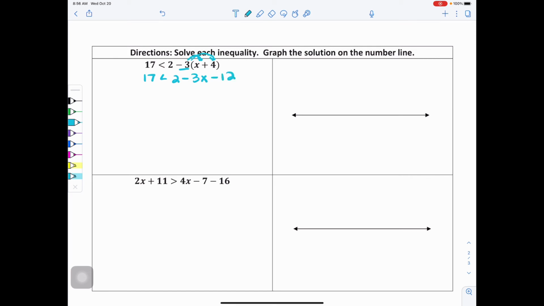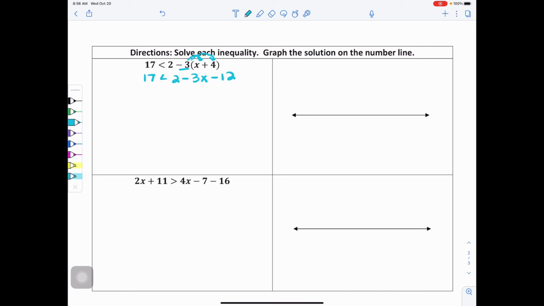Now notice what I did not do. I did not do 2 take away 3 before I did the distributive property. And that's why I wanted to include this example. You have to make sure you're following your order of operations. Multiplication comes before any addition or subtraction. So the negative 3 gets distributed and the 2 just gets carried down.